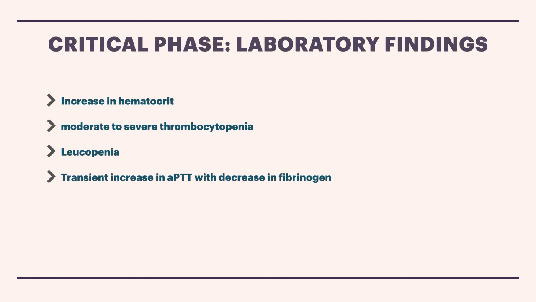The following laboratory findings can be seen in the critical phase: an increase in hematocrit, moderate to severe thrombocytopenia, leukopenia, and a transient increase in aPTT with a decrease in fibrinogen.